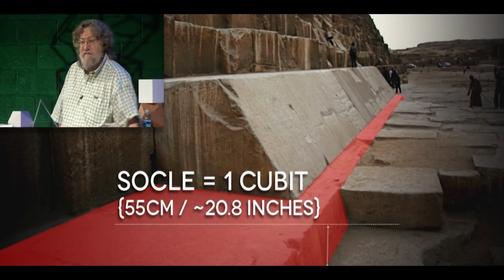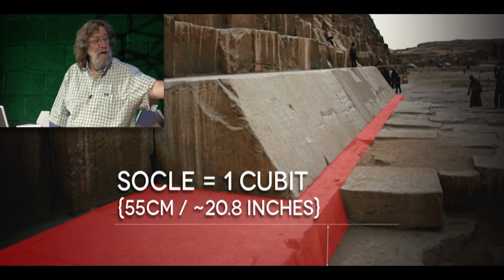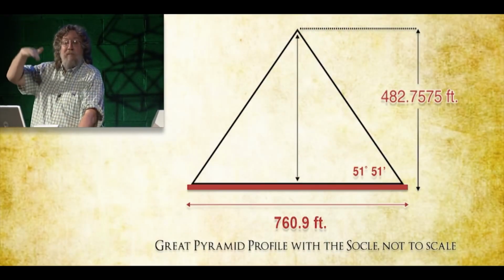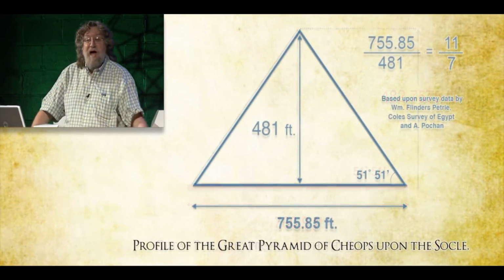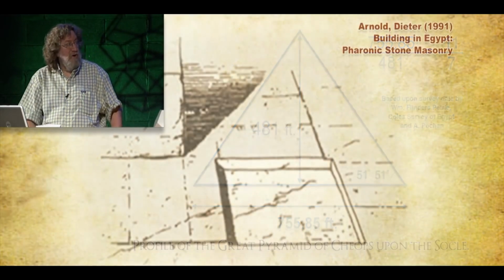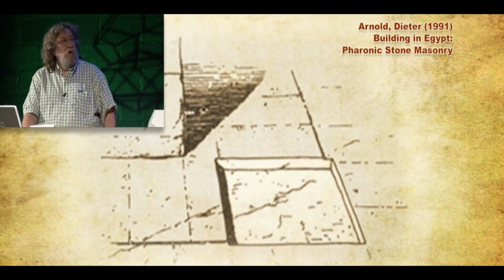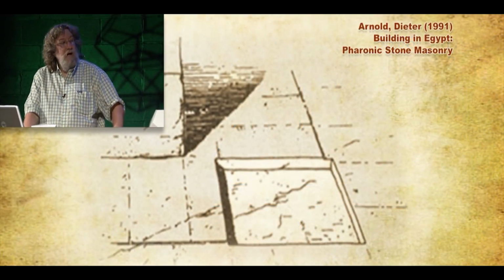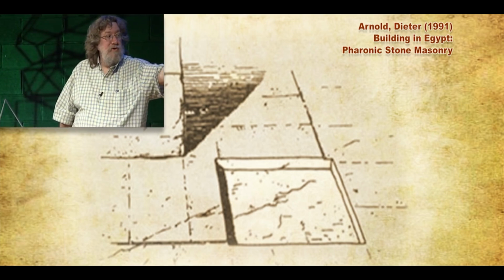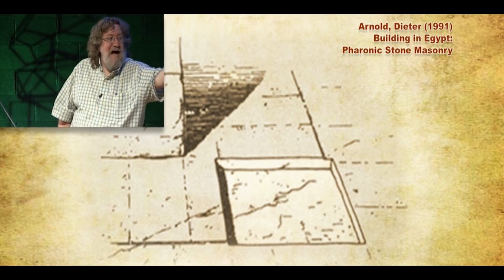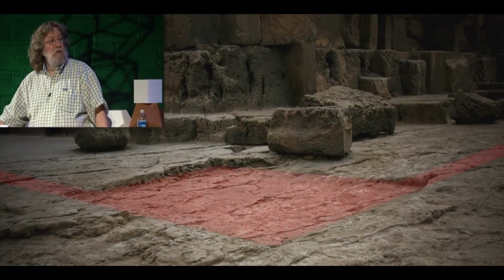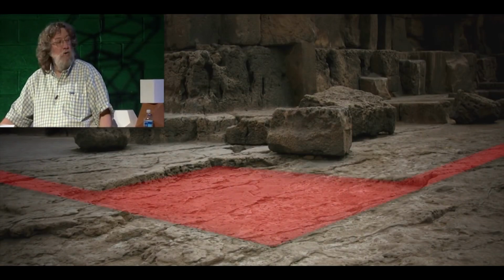Here's the socle, which is 55 centimeters thick, and it sits directly on bedrock. So what it does is it creates two ways that one could measure the height of the pyramid, either with or without the socle. There's also two ways of measuring the base. This is a reconstruction from 1991 work on pharaonic stonemasonry. And this shows that outside the corners, which was the core masonry, there are these sockets. I found one picture showing a socket that's still there, that sits outside the core masonry.